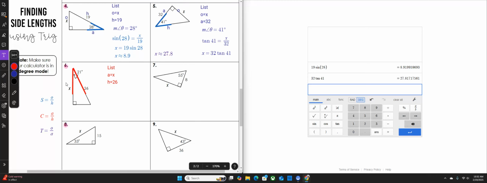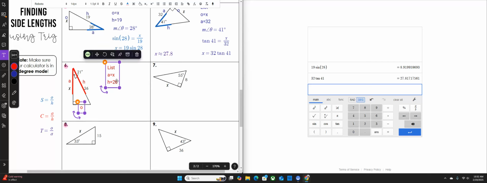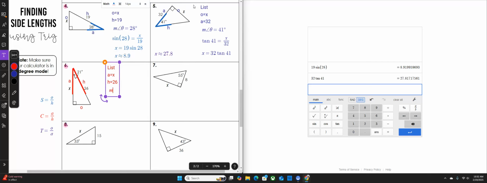Again, adjacent is the side touching the angle. Hypotenuse is the side that is across from the right angle, and opposite is the side that is not touching the angle at all. So we know we have A and H. We are also given our angle measure. So again, I'm going to say that the measure of angle theta is equal to 21 degrees.